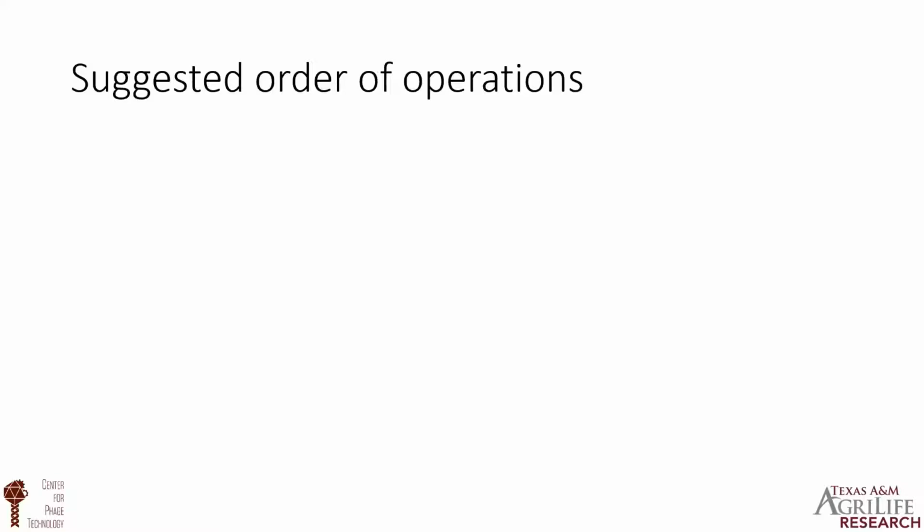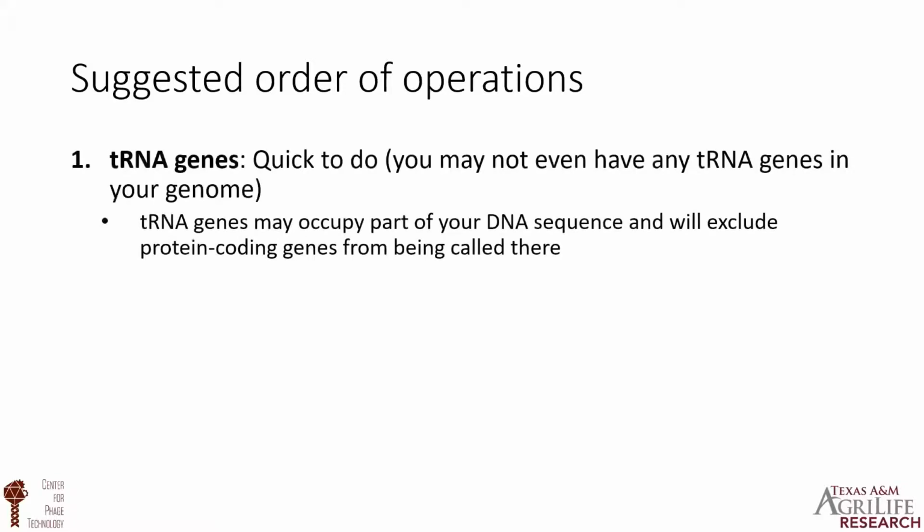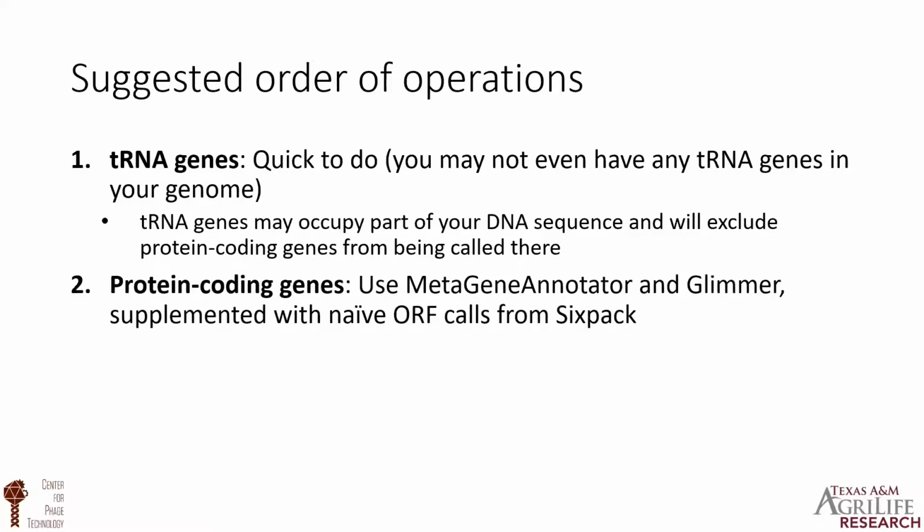When actually annotating genes in our workflows, we suggest the following order of operations. We suggest that tRNAs be annotated first. This is relatively quick to do, and many phage genomes don't have any tRNA genes at all. It's important because tRNAs may actually occupy part of the DNA sequence that will then exclude protein coding genes from being called there later. The second step is calling protein coding genes, using MetaGeneAnnotator and Glimmer as the main gene callers, supplemented with naive ORF calls from 6-pack.